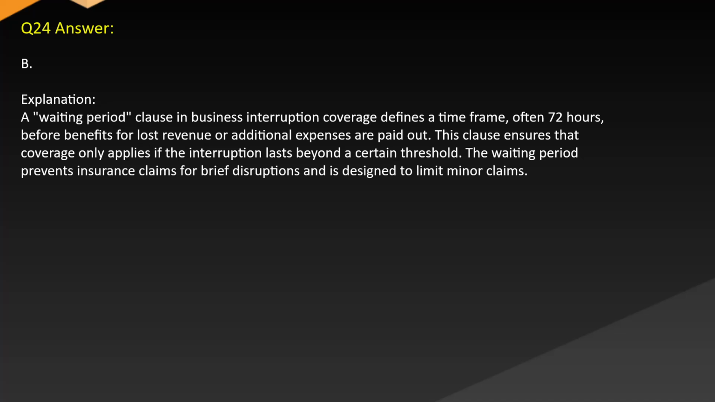Answer B. Explanation. A waiting period or clause in business interruption coverage defines a time frame, often 72 hours, before benefits for lost revenue or additional expenses are paid out. This clause ensures that coverage only applies if the interruption lasts beyond a certain threshold. The waiting period prevents insurance claims for brief disruptions and is designed to limit minor claims.